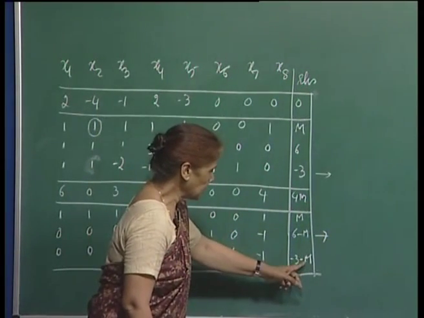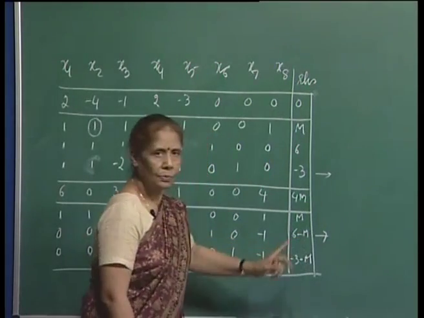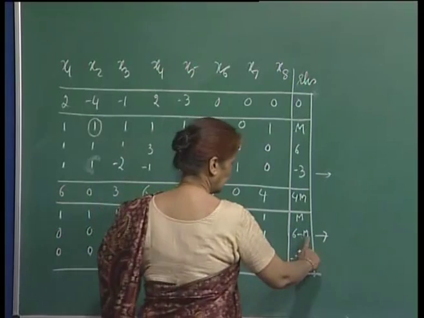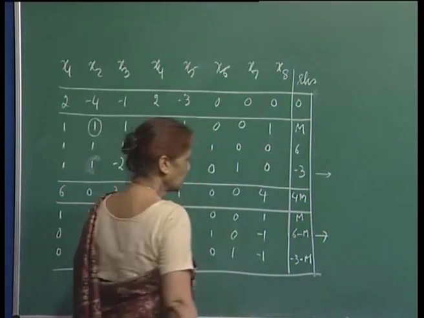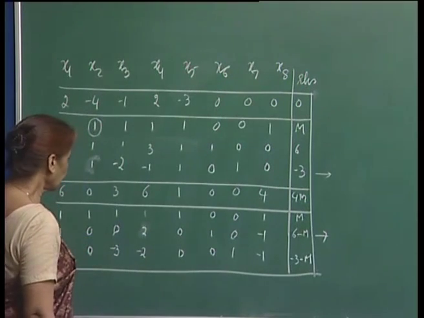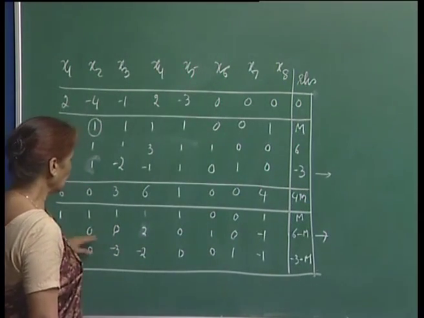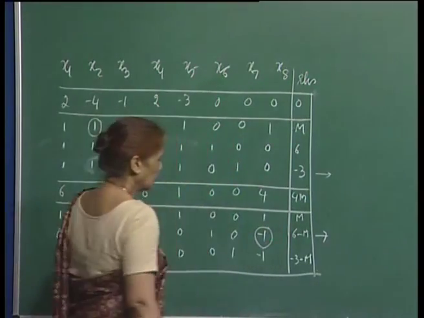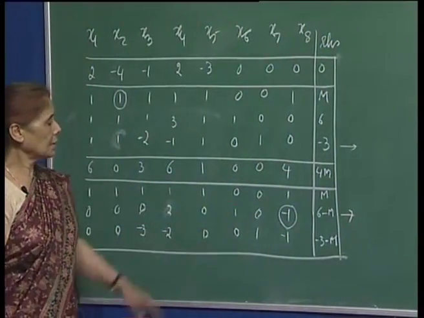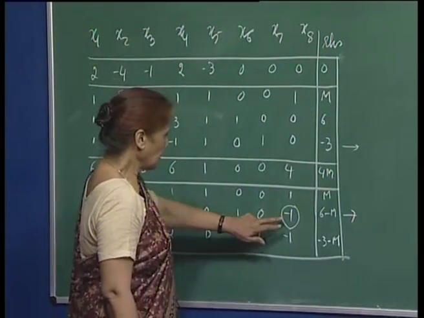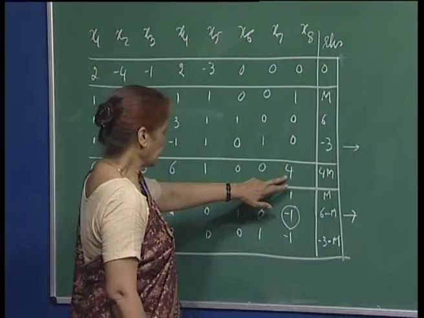So both these entries are negative, and because we are using Bland's anti-cycling rule, I will let this variable be the first to leave the basis, and then you apply dual simplex. You look for a negative entry here, and this will be the pivoting element, because it is the only negative entry, so there is no need to take ratios. Now when I pivot on this, I have to make a 0 here.